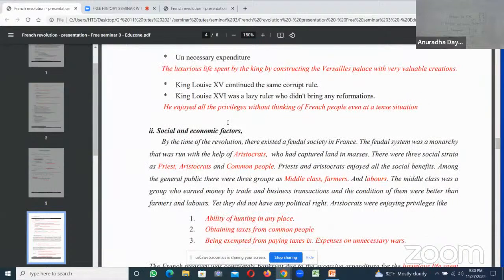And the privileges are the ability of hunting in any place, obtaining taxes from common people, and being exempted from paying taxes. That's wrong, something that I have. So cut this down, don't write. If anyone could not write, I told you I'm going at a little bit high speed here. Because of that, sometimes you may miss some notes, so don't be sad.